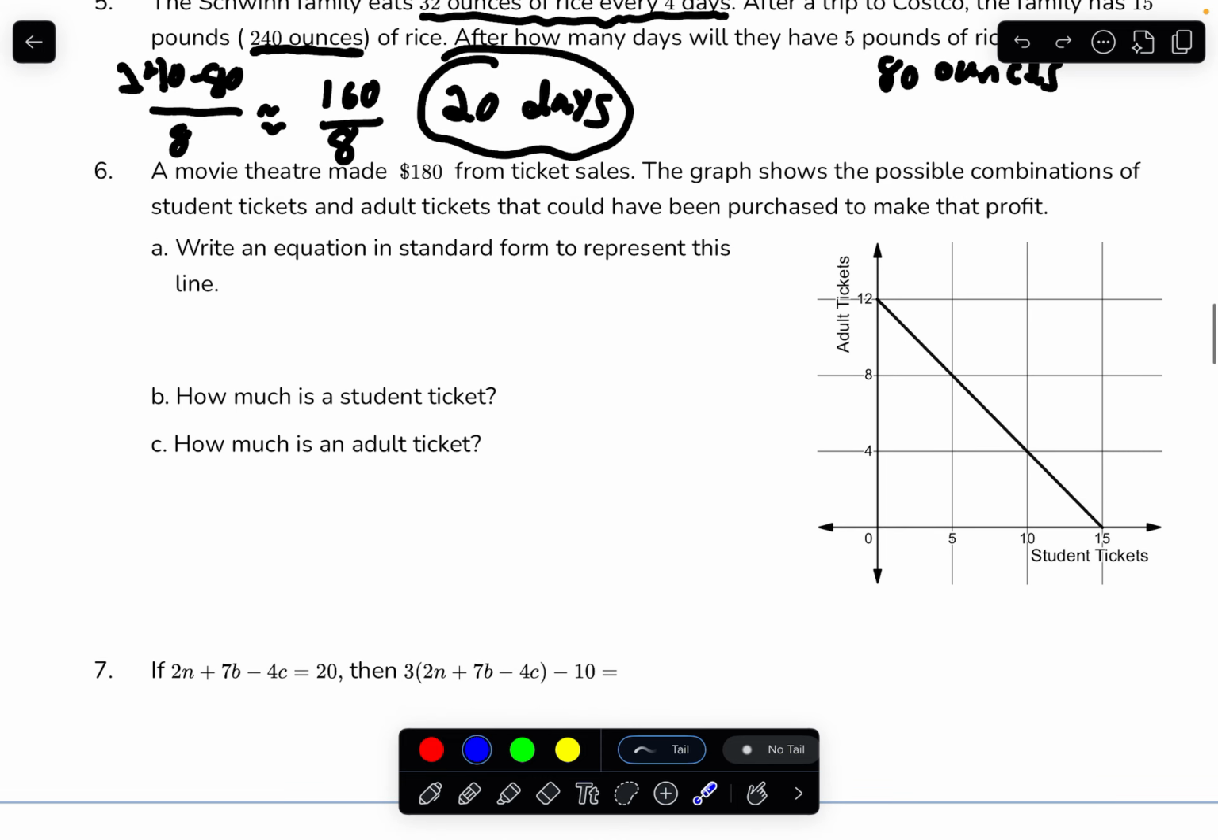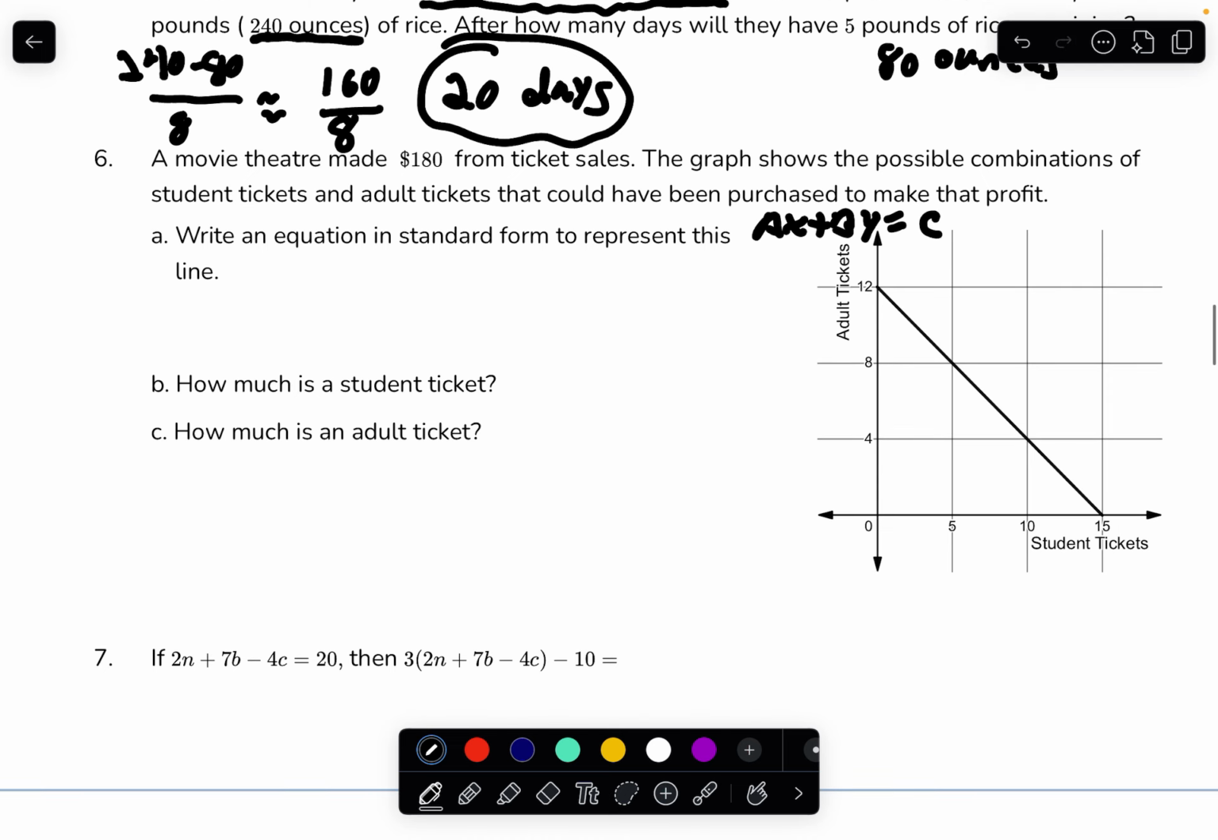5 was tricky. A movie theater made $180 from ticket sales. The graph shows the possible combinations of student tickets and adult tickets that could have been purchased to make that profit. Write an equation in standard form that represents this line. Notice it says in standard form. Okay? So you look at your equation sheet, you know standard form is AX plus BY equals C. Well, let's look at this. We got 2 points, easily recognizable. We got 0, 12 there, and 15, 0 there.